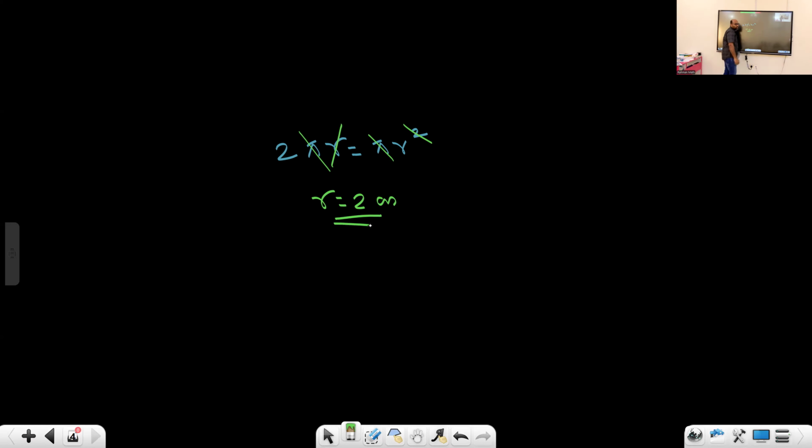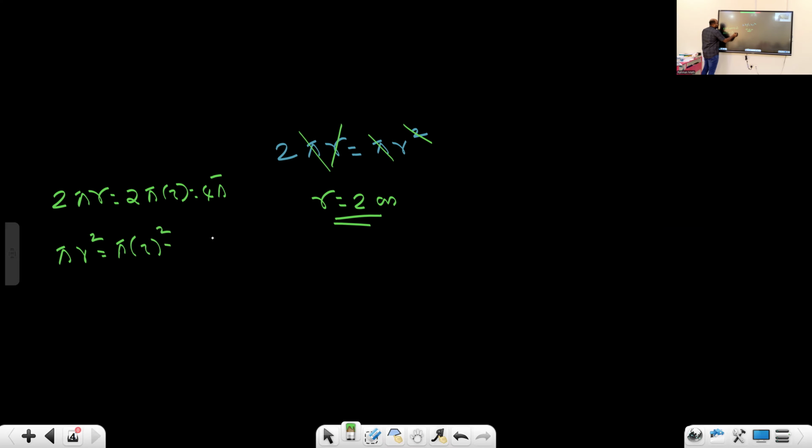If the radius is 2 centimeter, its area and perimeter are both equal. That is the meaning of the question. Numerically equal means the unit will be different. If radius is 2, what is the circumference? 2 pi r, 2 into pi into 2, how much? 4 pi. What is the area? Pi r square, that is pi into 2 square, which is 4 pi. Numerically equal, but the units are different.